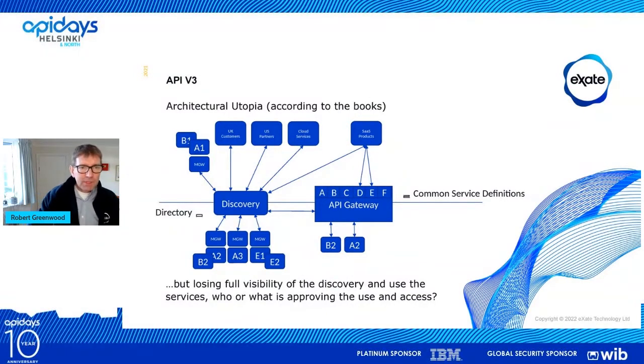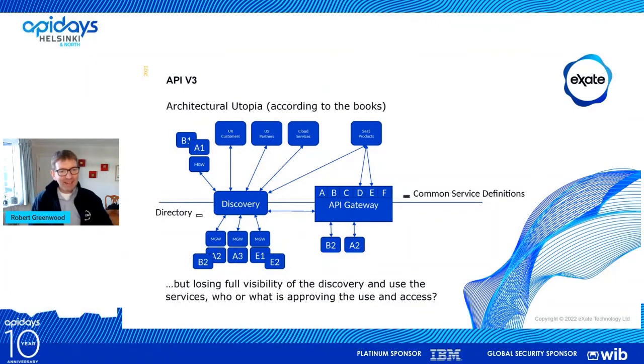So then we start to come to V3. Now, I tend to call this architectural utopia. And architectural utopia, according to the books, everybody loves this diagram because it's where everybody wants to be. It's where everybody thinks they need to be. Now, I love this. Don't get me wrong. I love this pattern. I love the fact now that my entry point to my organization is a discovery service.